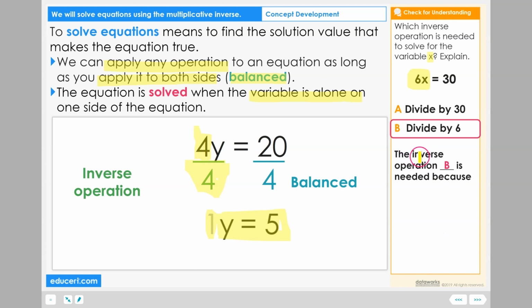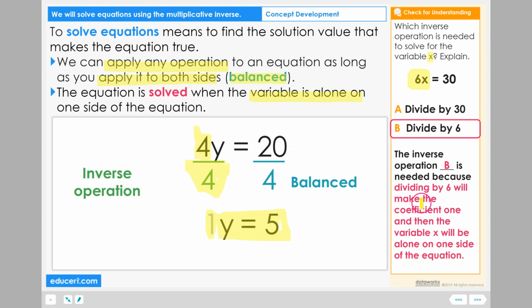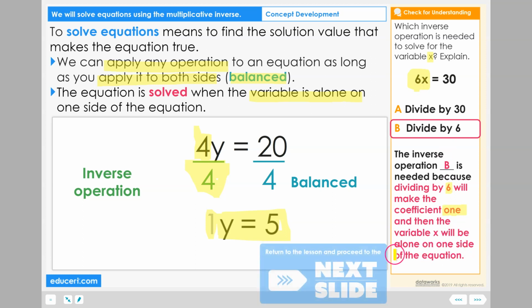B. The inverse operation B, divide by 6, is needed because dividing by 6 will make the coefficient 1. 6 divided by 6 equals 1, and then the variable x will be alone on one side of the equation.